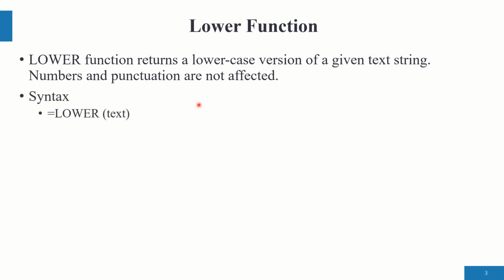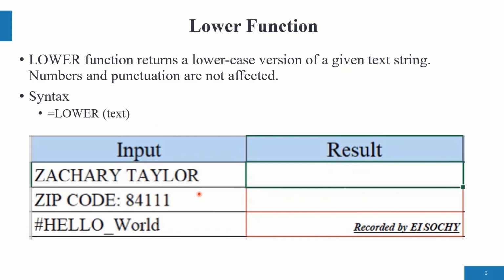Take a look at the syntax. As you know, to write a function, first you type an equal sign, then the name of the function, and the parameters or arguments that the function needs. Here we type LOWER and in the middle, the uppercase letters that we want to convert to lowercase. So how? Take a look at this example. We have all capital letters on the left side and we want to convert all of these to lowercase.